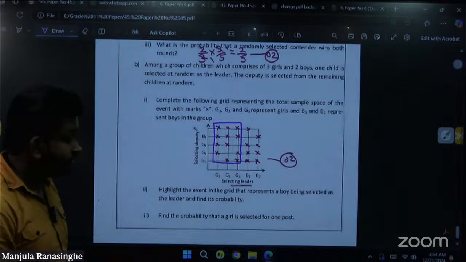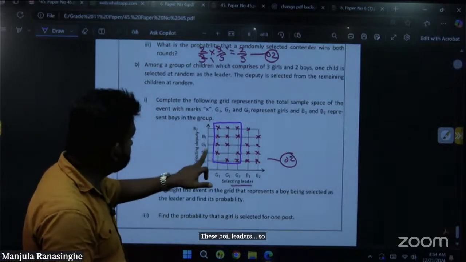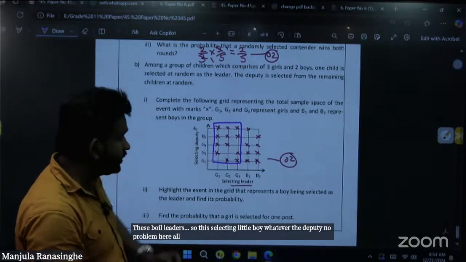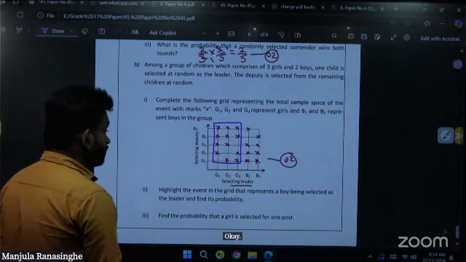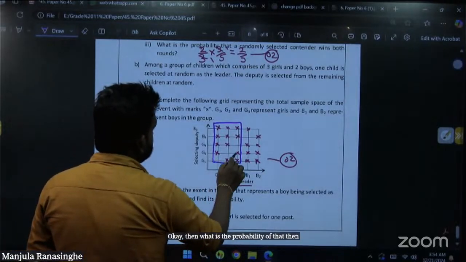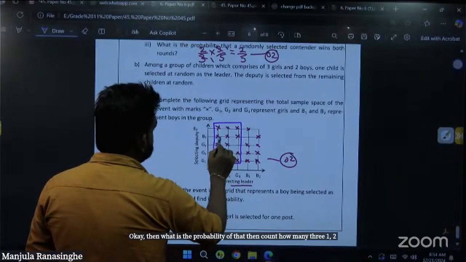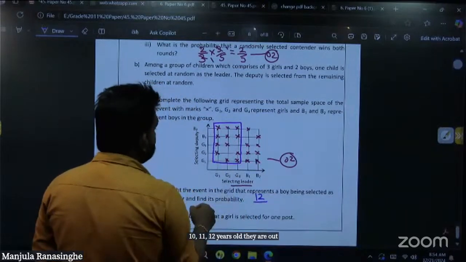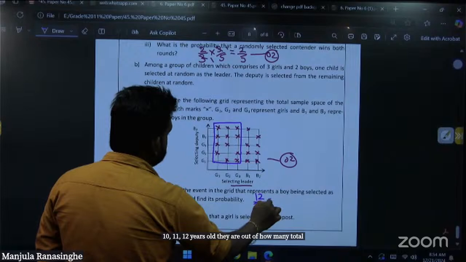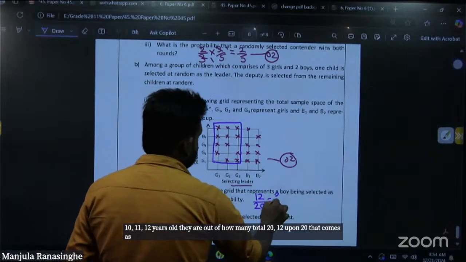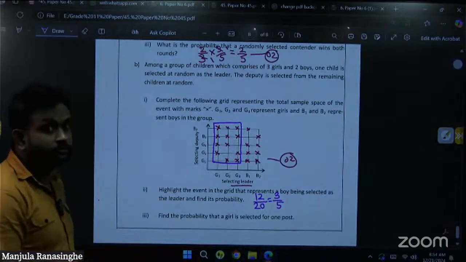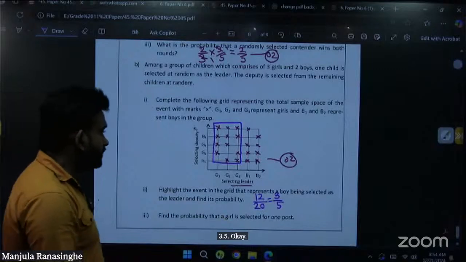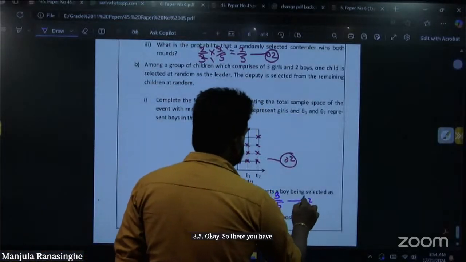These boy leaders. So selecting a leader boy, whatever the deputy, no problem. Here all represent leader as a boy. Then what is the probability of that? Count how many: 1, 2, 3, 4, 5, 6, 7, 8, 9, 10, 11, 12. So 12 out of how many total? 20. 12 upon 20 comes as 3 upon 5. So there you have the probability, and the marking here is 2 marks.